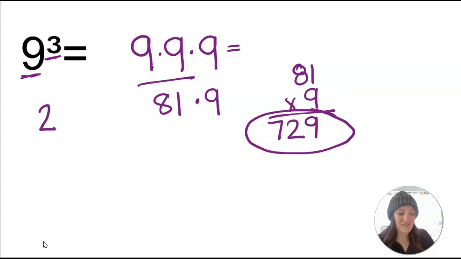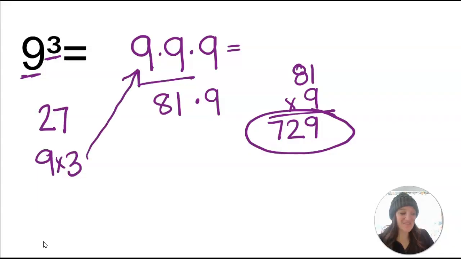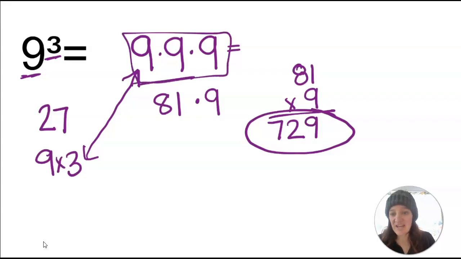What do you think would be someone's mistake if they just said the answer was 27? Yeah, they were doing 9 times 3, right? And 9 times 3 is not the same as 9 times by itself 3 times, is it? So double check yourself. Make sure you didn't just times them together. Make sure you actually have it written out 3 different times.